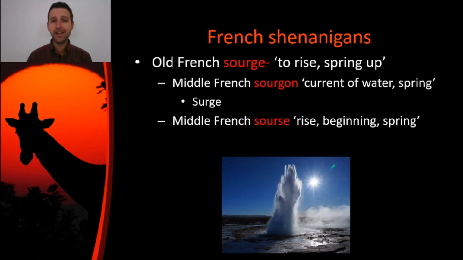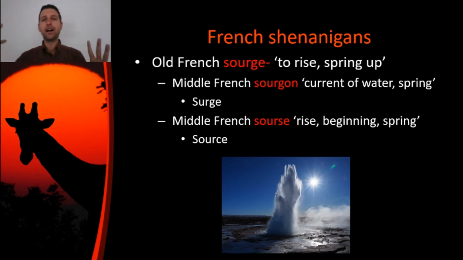One more word we get from this root in French is source. Source comes from this Middle French word source or something like that. That meant rise, beginning spring. So it has the same metaphor there. It's a place that water rises out of the ground. So the source of a particular creek or stream or even river might be a spring. And so the original meaning of the word source was specifically referring to water rising up out of the ground in a particular place.